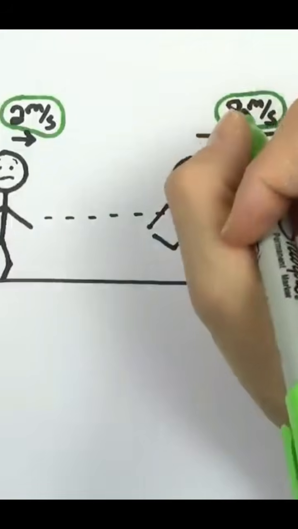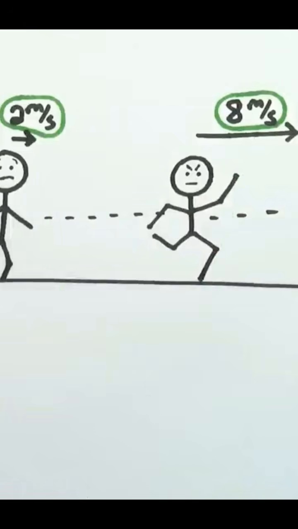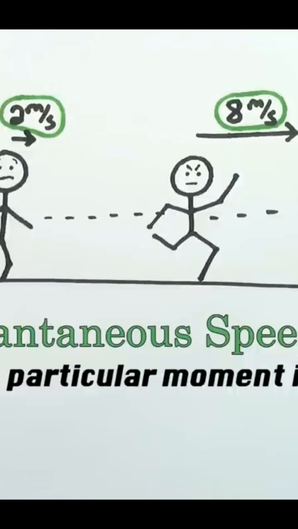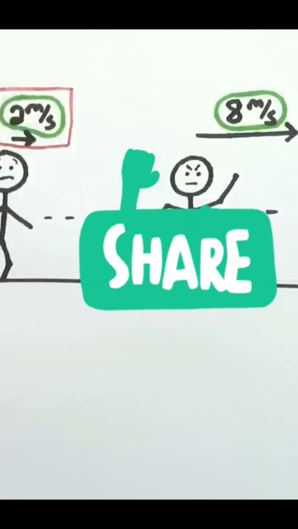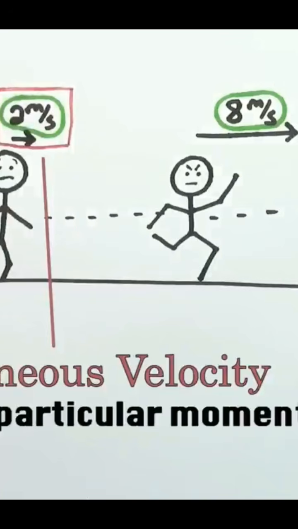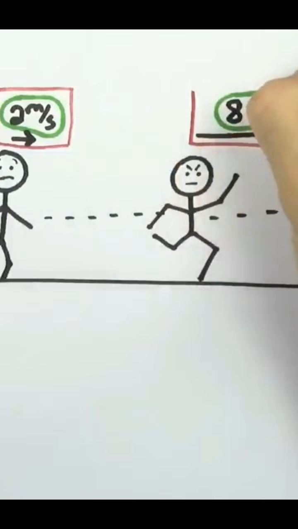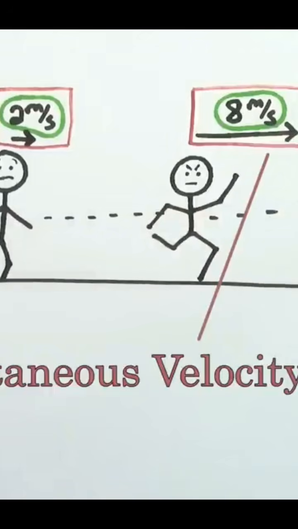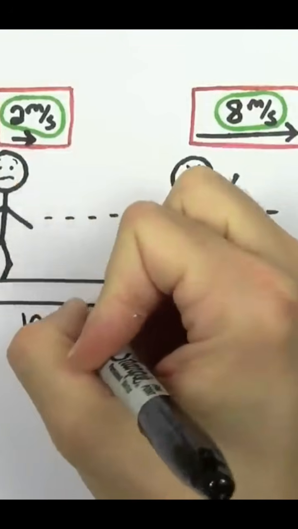These numbers are values of the instantaneous speed. The instantaneous speed is the speed of an object at a particular moment in time. And if you include the direction with that speed, you get the instantaneous velocity. In other words, 8 meters per second to the right was the instantaneous velocity of this person at that particular moment in time. Note that this is different from the average velocity.